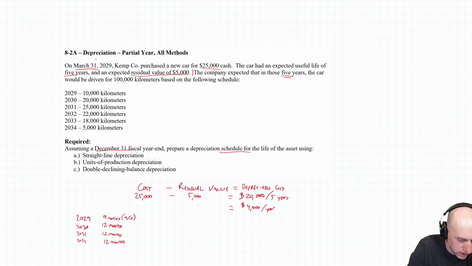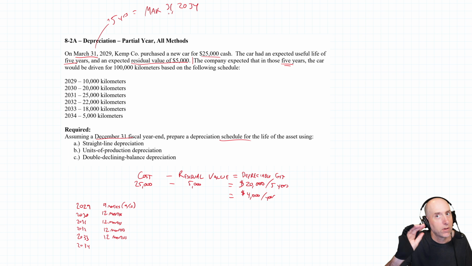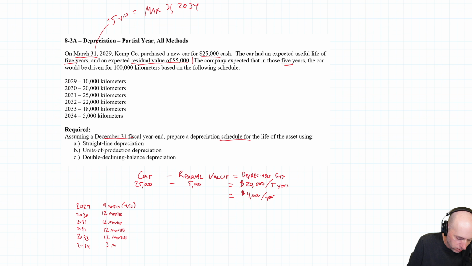And let's just sort of think about this. We're buying it March 31st, 2029. We're going to own it for 5 years. So what is 5 years later? It's March 31st, 2034. So let's sort of truck on here. 2033, we'll obviously own it for the full 12 months. And in 2034, well, we're getting rid of it. If everything goes according to plan, we're getting rid of it March 31st, 2034, 3 months. And again, that's 3/12 of a year.